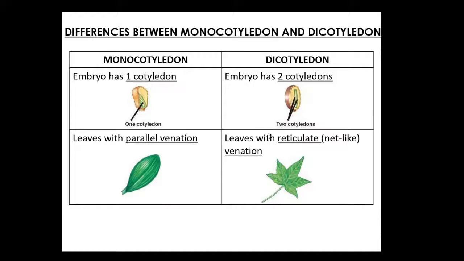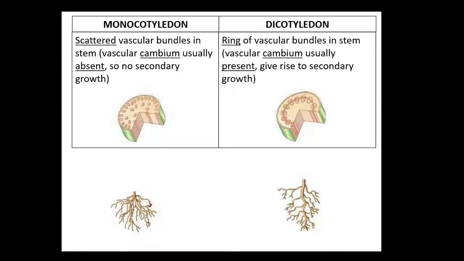And then dicots will have leaves with reticulate or net-like veins, like that. For monocots, they will have scattered vascular bundles in its stem. The vascular cambium is usually absent, so there's no secondary growth.